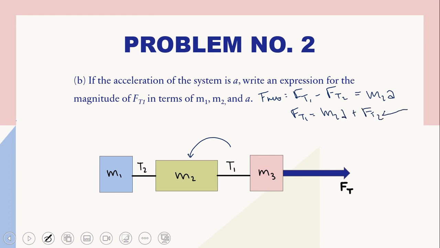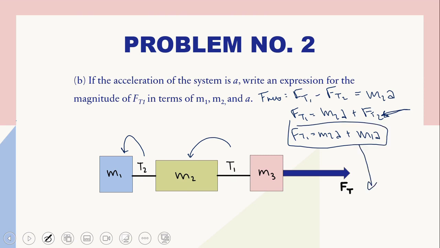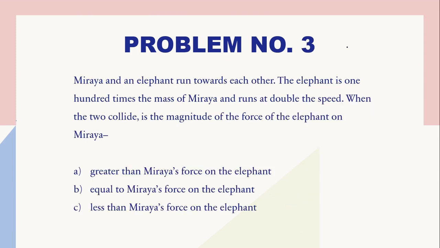Okay, and now we need to find what this is in terms of M1. Okay, so we know that T2 is the only force pulling on M1, meaning it's the net force on it. So we can write Ft2 as M1 times A, because it's the net force on M1. Okay, so this is our answer. And if you want to take it a step further, you can pull out the A. There we go.